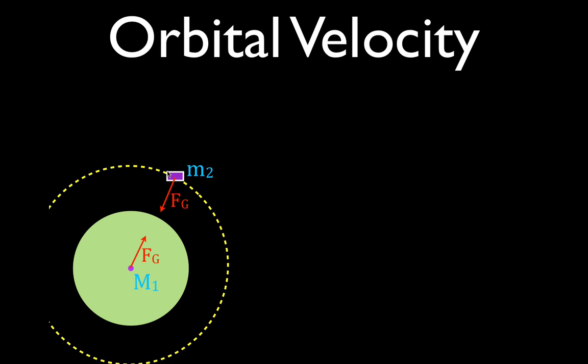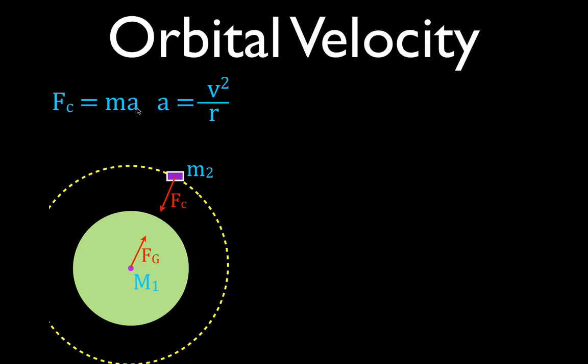Now, because this object is moving on a circular path, we like to designate that force as the centripetal force. It's the same force, it has the same magnitude, but we call it the centripetal force, and we can use Newton's second law to calculate it. Newton's second law says the force equals the mass times the acceleration. For an object moving on a circular path, the acceleration is equal to the velocity of the object squared divided by the radius of the curved path.